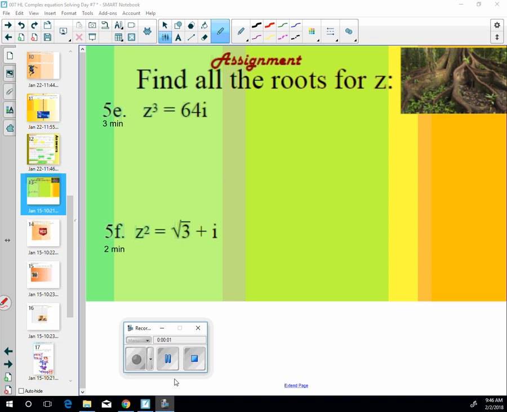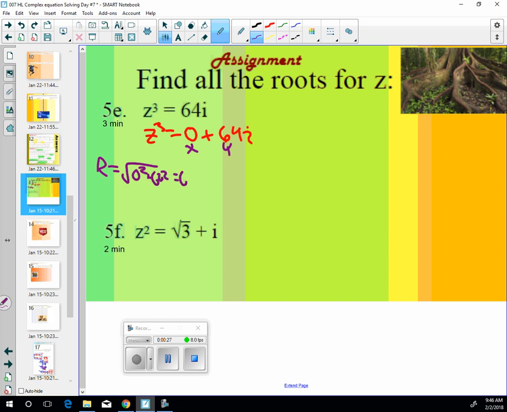Alright. So we're going to find the 3 roots of 64i. The first thing you're going to do is write this as 0 plus 64i. The reason you're going to do that is because now it's a complex value. It has an x and a yi. So what is the modulus of this going to be? Yeah, it's 0 squared plus 64 squared, which is just 64.